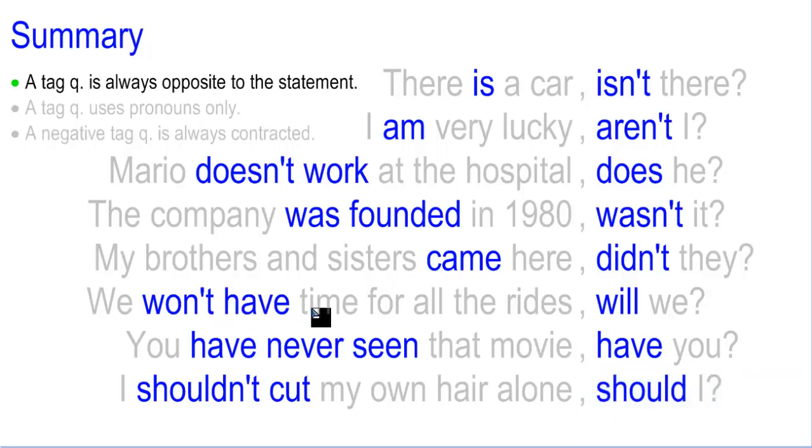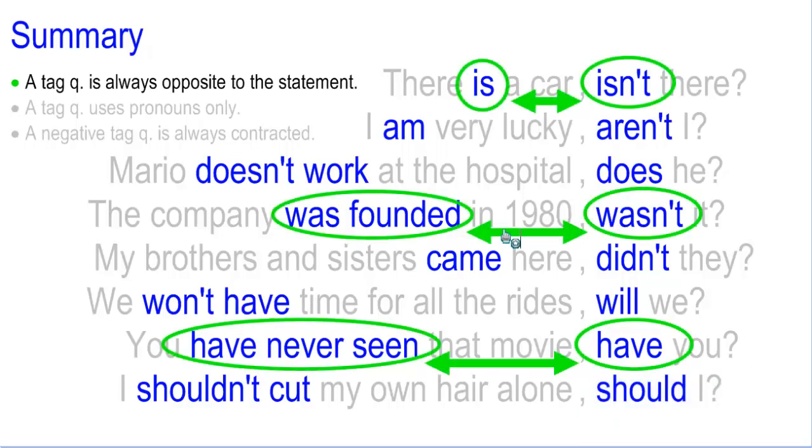Okay, look at some of these cases. The company was founded in 1980, wasn't it? We won't have time for all the rides, will we? You have never seen that movie, have you? Have never is a negative sentence. Never is a negative word. So that's the first rule. A tag question is always opposite to the statement.